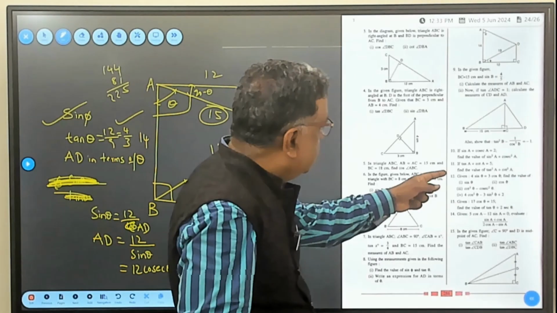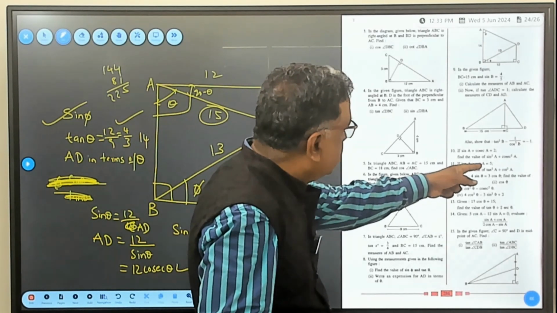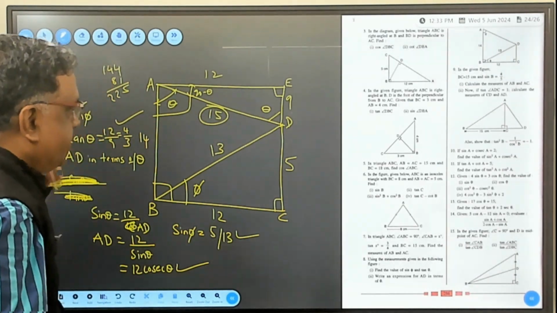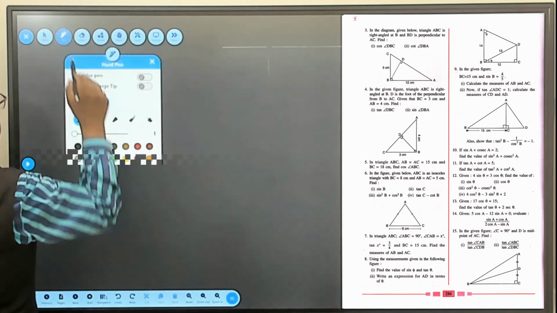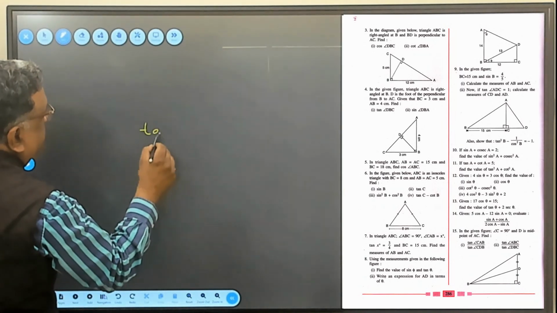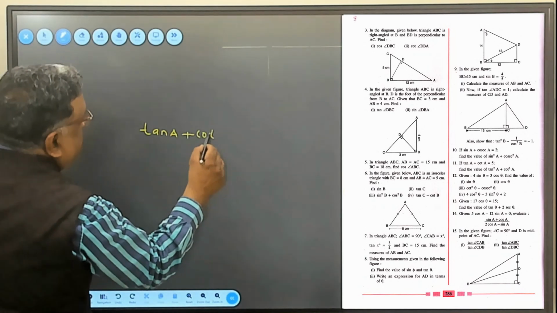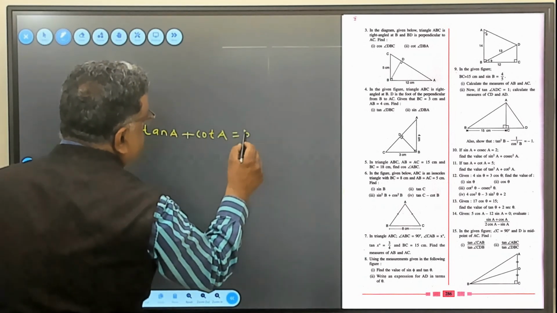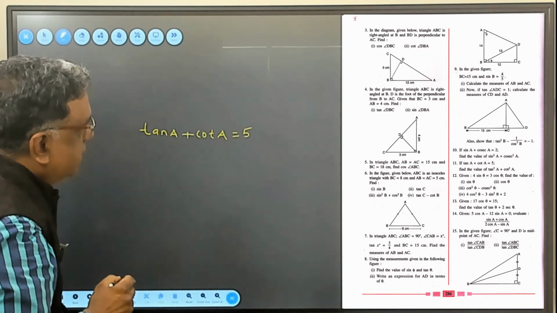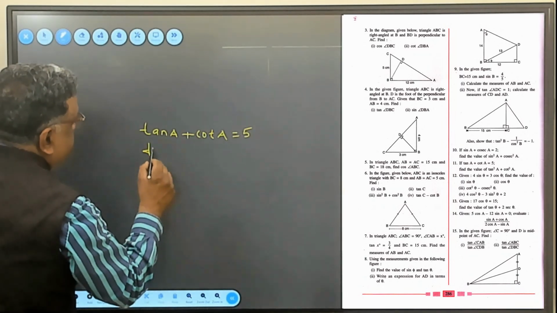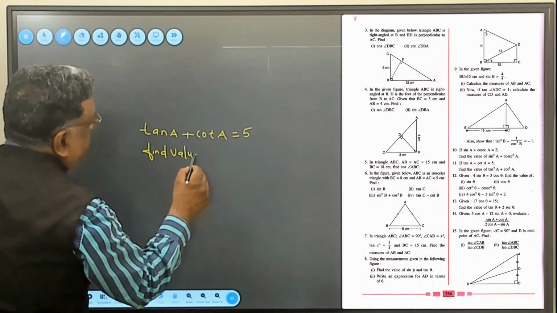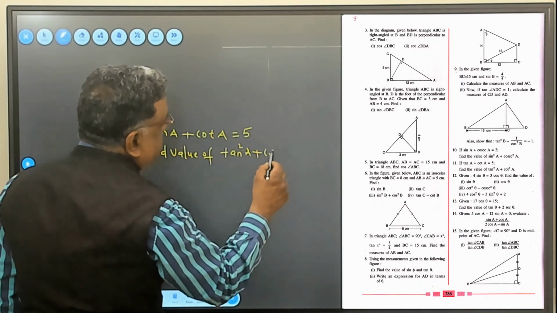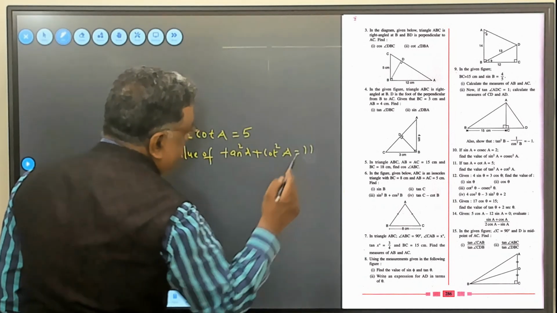Let's take this sum. If tan A plus cot A is 5, find the value of tan square A plus cot square A. If in a triangle tan of A plus cot of A is 5, find the value of tan square A plus cot square A.